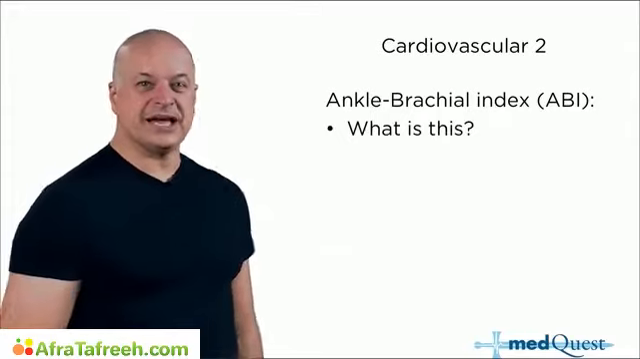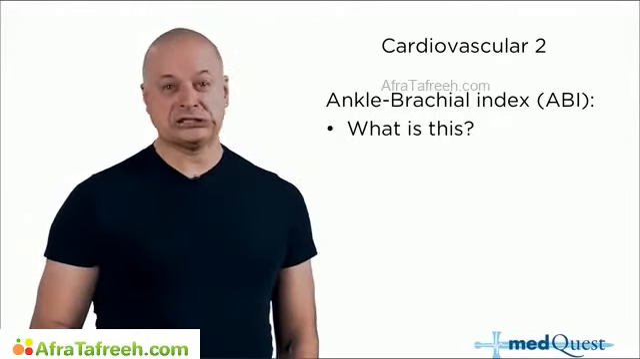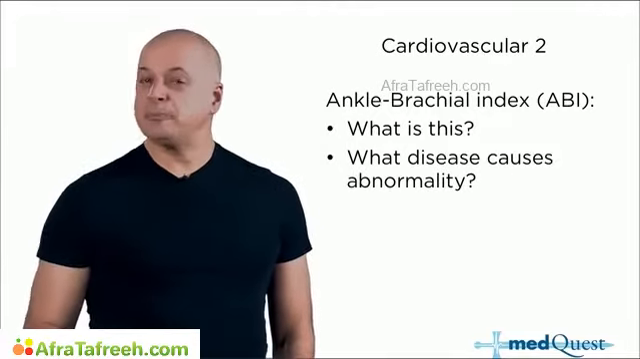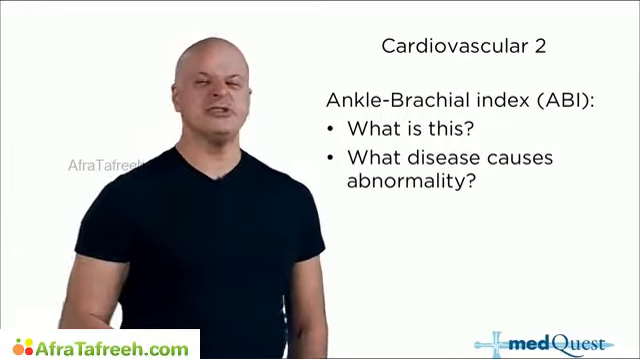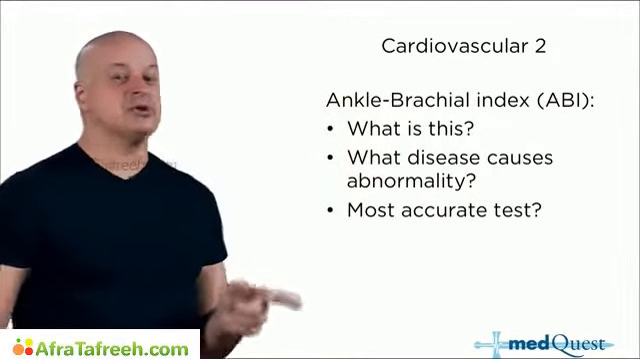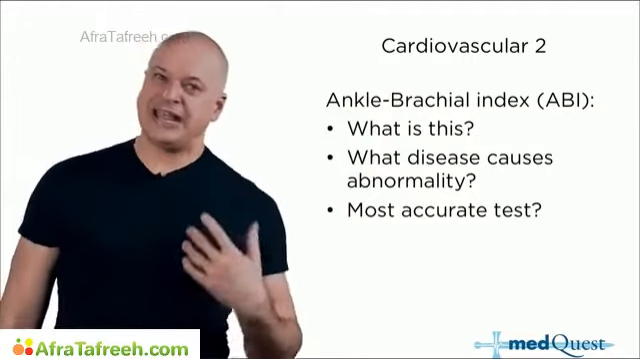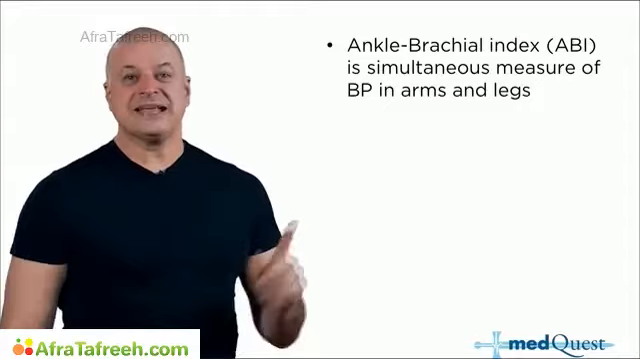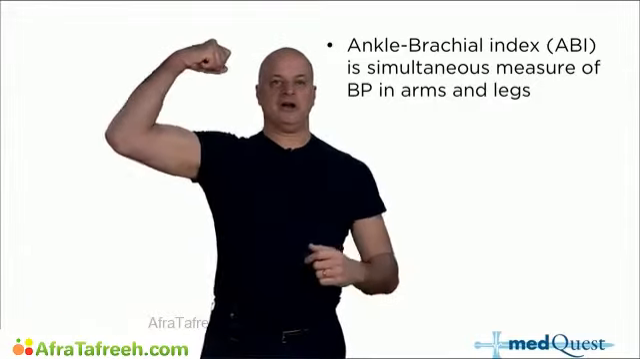Ankle brachial index. First of all, what is it? I think it has to do with the ankles and the brachials. Yes, it's a blood pressure test. What disease does it look for? It looks at the difference in the blood pressure between the ankles and the arms. The most accurate test of any vascular structure is always an angiogram, an arteriogram. The ankle brachial index measures the blood pressure difference between the arms and the ankles.